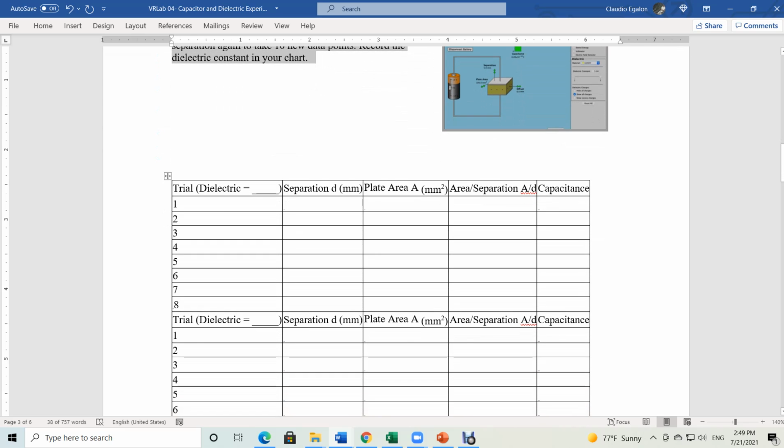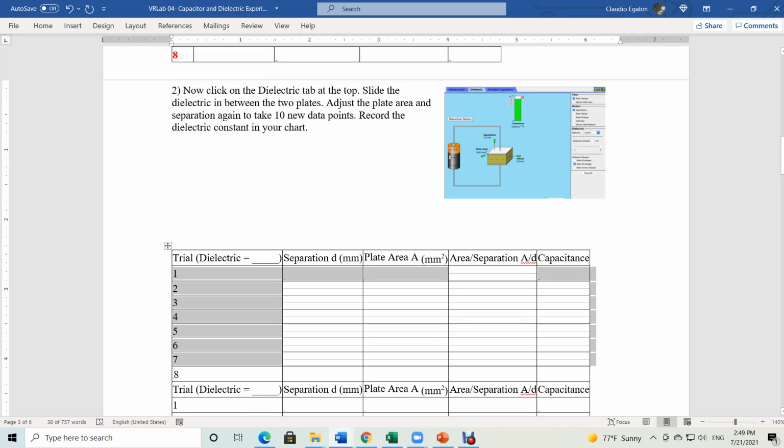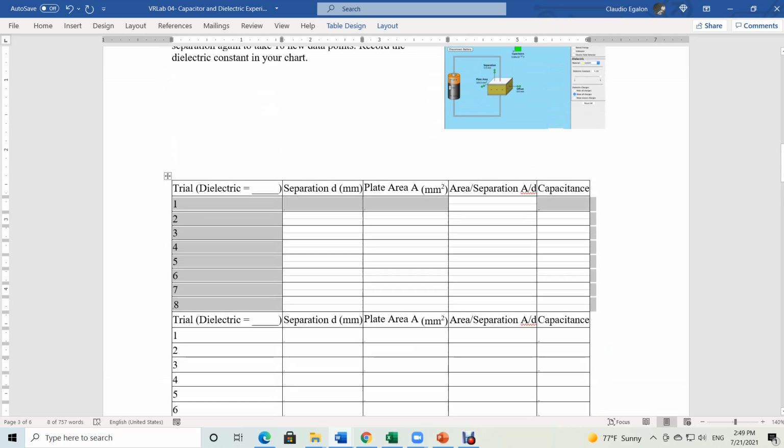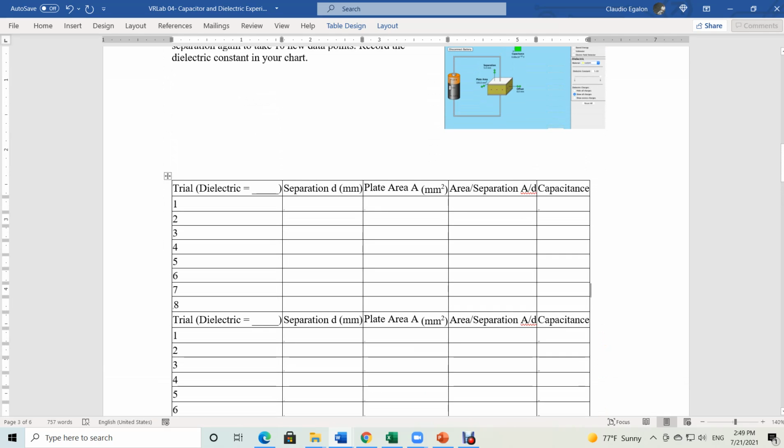Haha, he said 10 data points, but he only put 8 here, right? Those guys are so funny. Remember I told you we have a bunch of mistakes here?